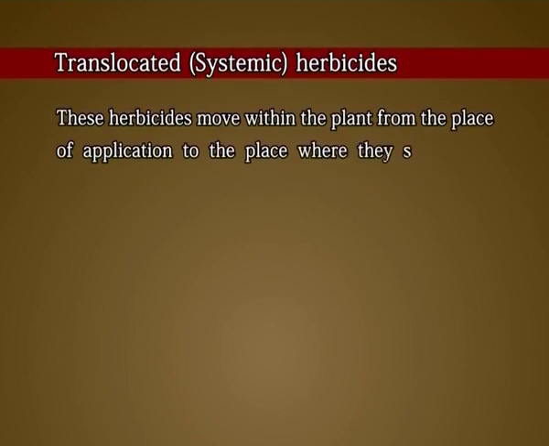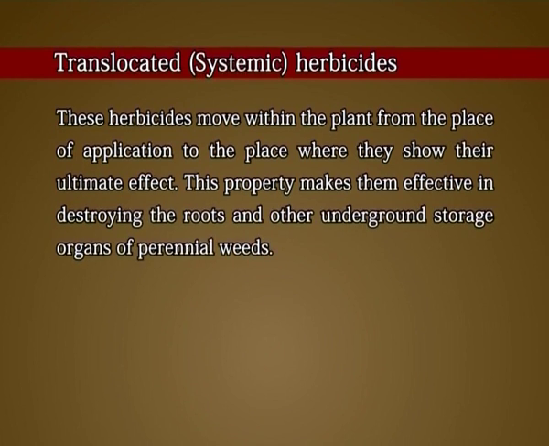These herbicides move within the plant from the place of application to the place where they show their ultimate effect. This property makes them effective in destroying the roots and other underground storage organs of perennial weeds. Weeds controlled by translocated herbicides require days to weeks for total control, as they start acting after their absorption by accelerating or retarding the metabolic activities of the plant. Example, glyphosate. Translocated herbicides are more effective on perennial weeds than contact herbicides.